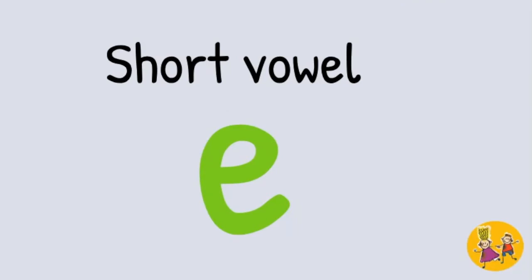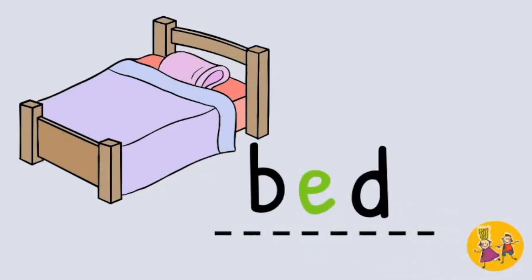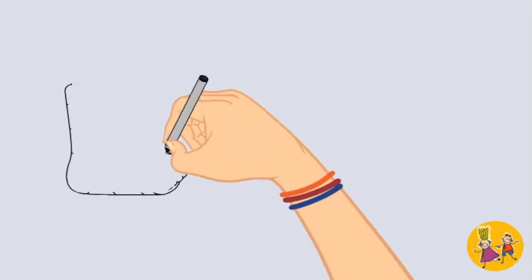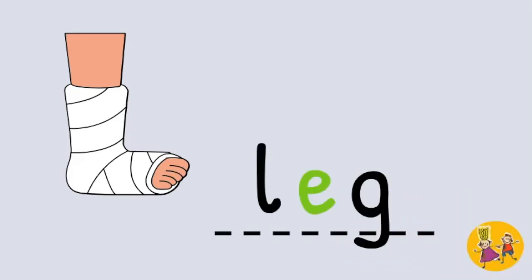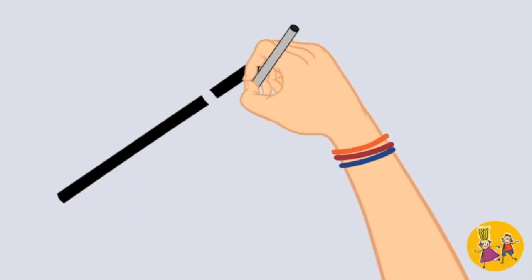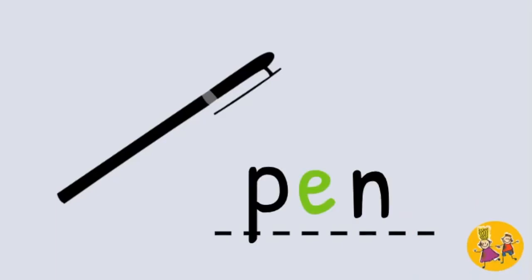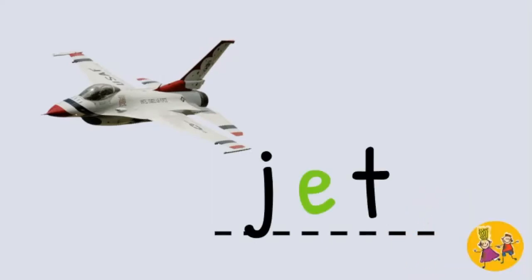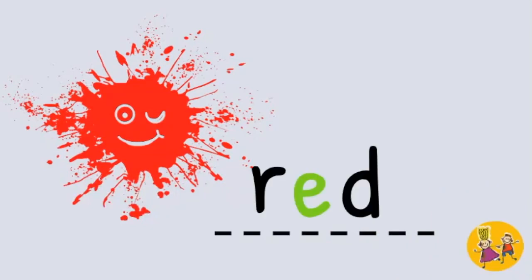Short vowel E sounds like eh. Example. Bed. Leg. Pen. Jet. Red.